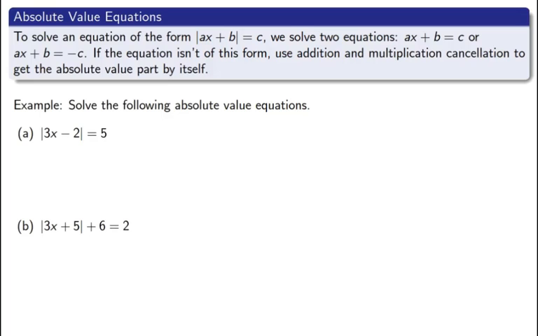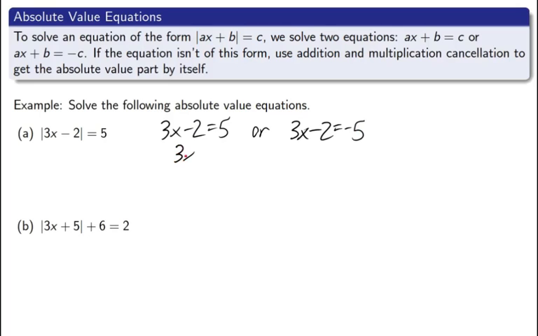Split it into two equations. The first equation, you just drop the absolute value. The second equation, you again drop the absolute value, but make the number on the right negative. So we get two equations: 3x minus 2 equals positive 5, or 3x minus 2 equals negative 5. So pay attention to those rules. You have to follow these rules for this to work out. Positive and negative for the two equations.